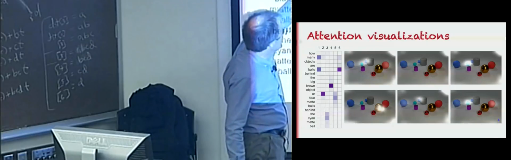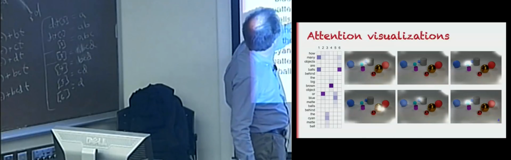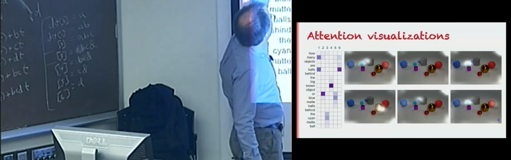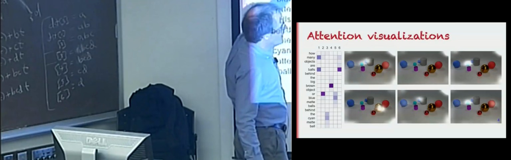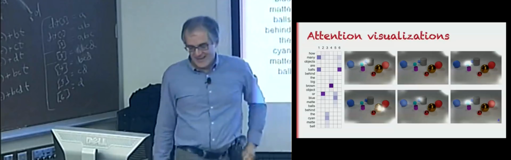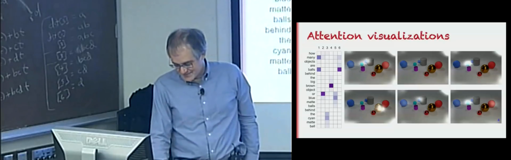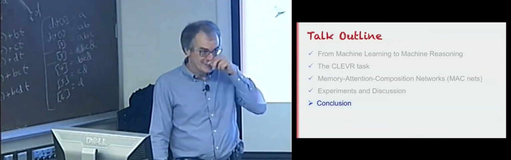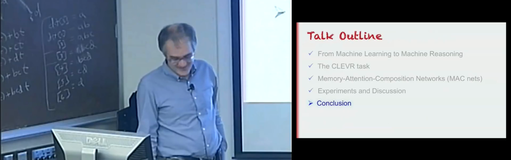And then it's sort of doing the brown or blue, and then it wants to know about balls and is counting them and getting an answer of 4. In the paper, there are many more examples where you can stare at those attention maps and see what you can figure from them. Yes?